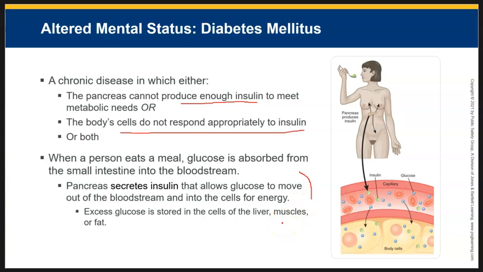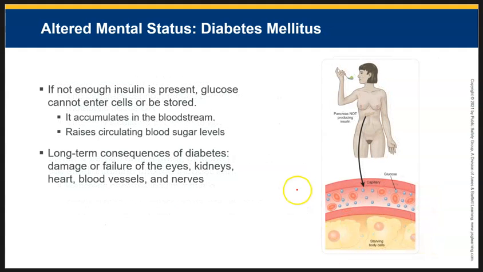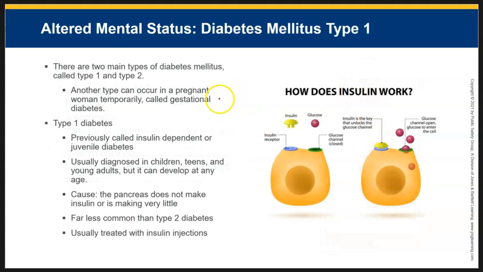Excess glucose will make its way to the liver for storage after conversion to glycogen, or storage in the muscles or fat as well. If not enough insulin is present, glucose cannot either enter the cells or be stored, and so it just hangs out in the bloodstream, and we get that high blood sugar level of greater than 140 milligrams per deciliter. So the long-term consequences can be pretty severe. Let's look in more detail at the two types.